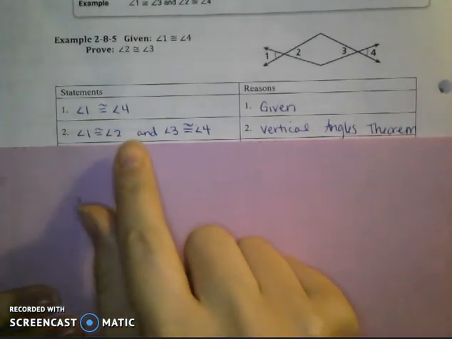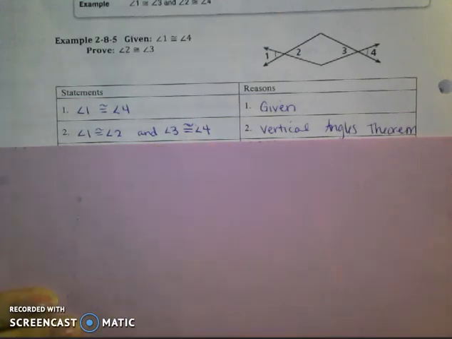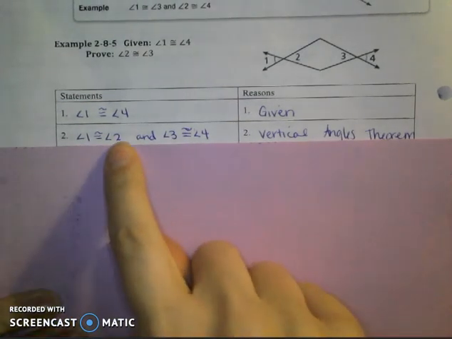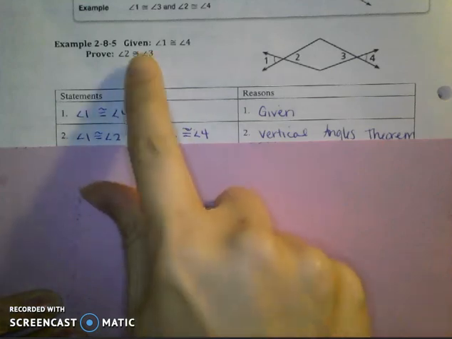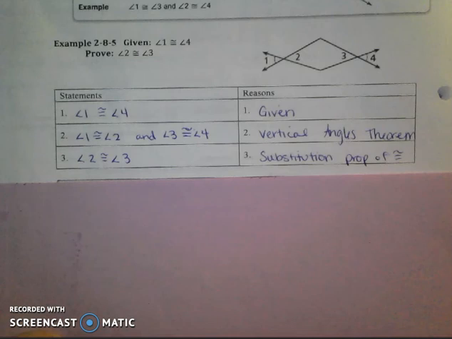All right, now we know that 1 and 4 are congruent. So we can go ahead and plug 2 in for 1 and 3 in for 4 to get what we're trying to prove, which would just be the substitution property of equality.